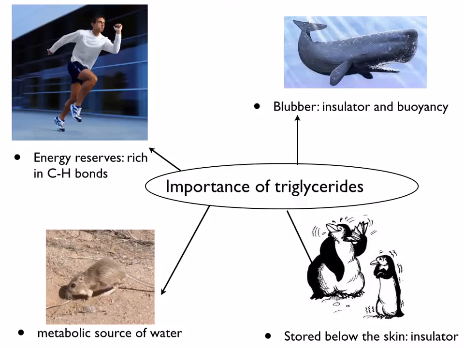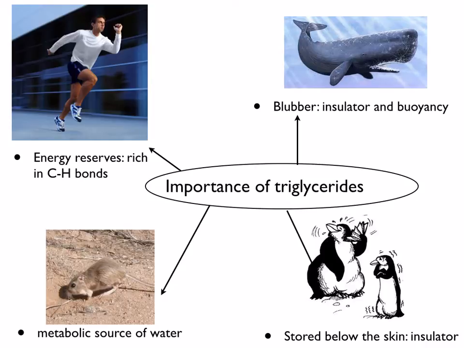Lipids are also good insulators and provide buoyancy because fat is less dense than water. They are insulators because when you have fat underneath the skin, it's a poor conductor of heat, so it's a good way to keep the heat within the body. Now, they're also a good metabolic source of water.